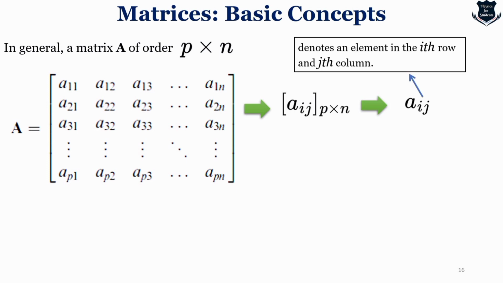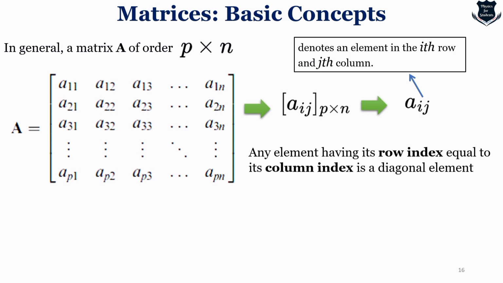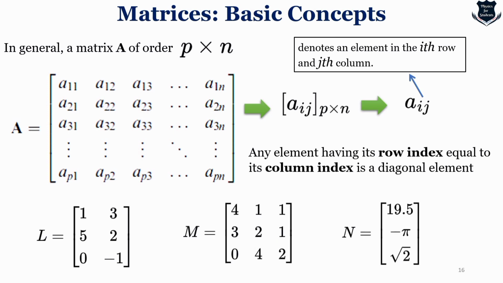Now this denotes the element of the ith row, and j denotes the jth column. Any element having its row index equal to its column index is a diagonal element. So for example, this one is the diagonal, 1 and 2. Here this is 4, 2 and 2. And because it is 1, it has got 19.5. That is the only one, right?